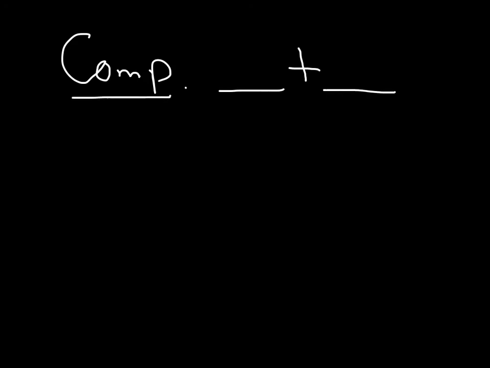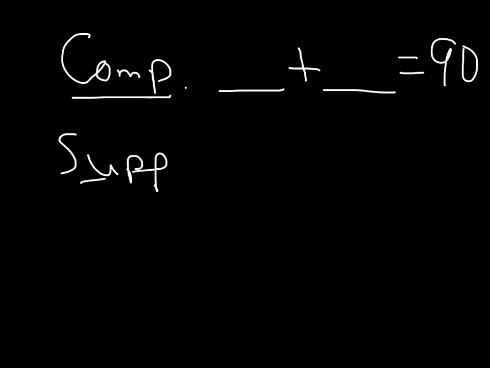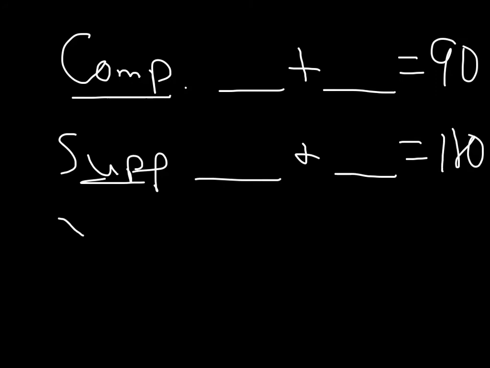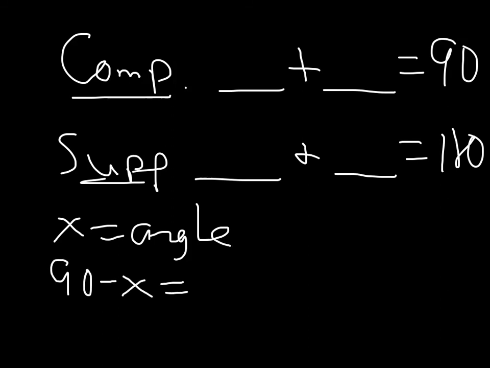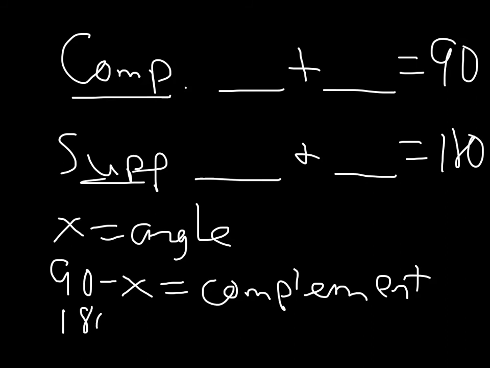Actually, I'm just going to cover a couple other things. We know complementary angles are two angles that add to be 90 degrees. Supplementary angles are two angles that add to be 180 degrees. If x is the angle, then the complement of that angle is 90 minus x. And the supplement to that angle is 180 minus x.